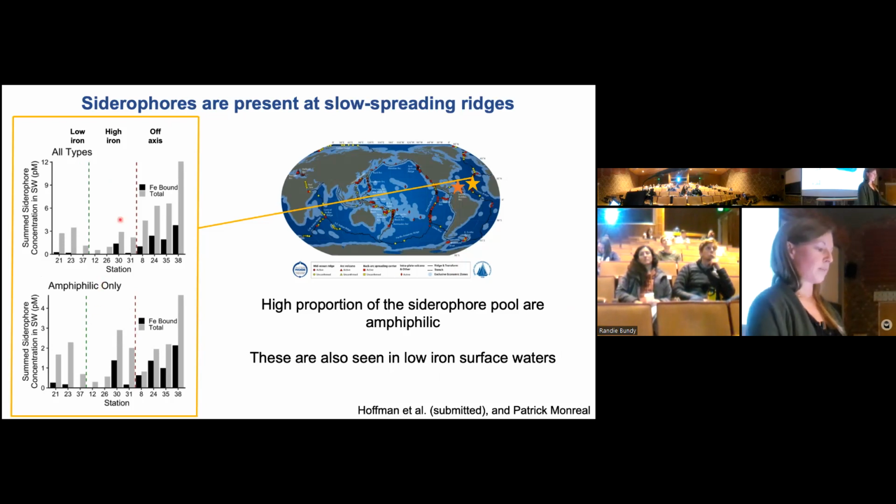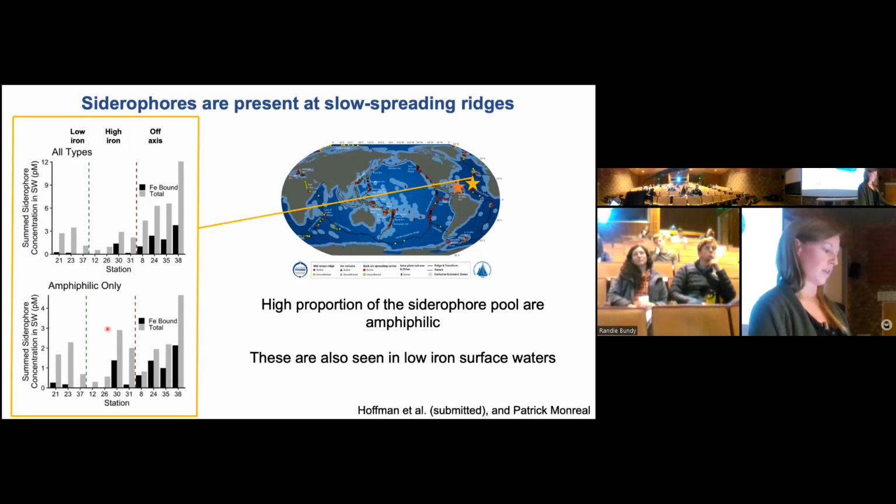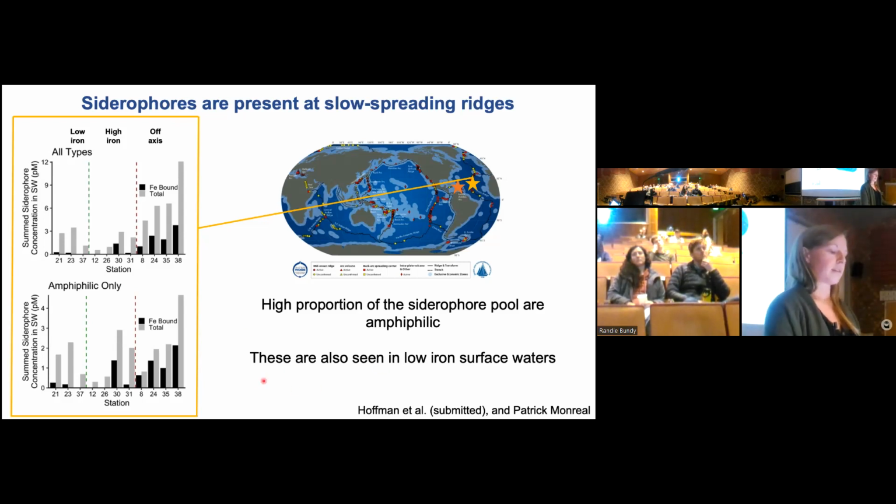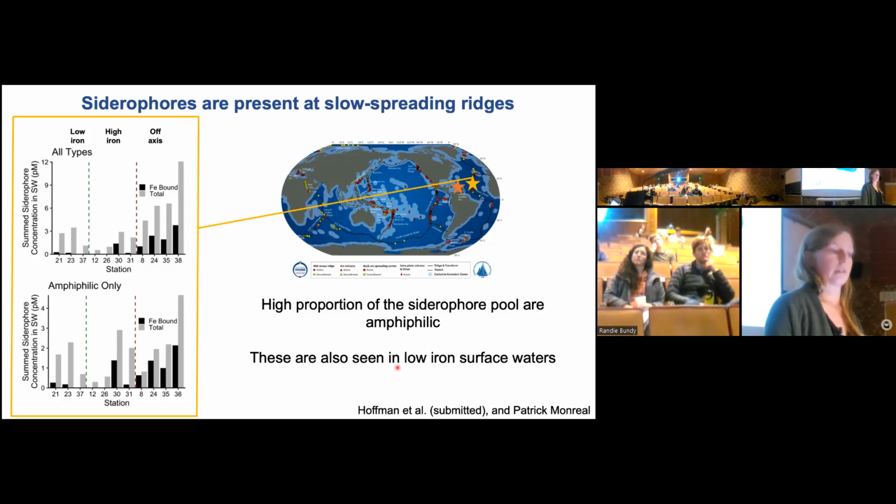And so what these 2 plots are showing are our total concentration of siderophores in different samples in picomolar, and then the proportion or the concentration of those siderophores that were these amphiphilic type compounds. In some cases up to 30% or so of the siderophores that we saw were these more amphiphilic type. And again, these are ones that are really common in these very low iron surface waters. That wasn't really what we expected, since iron concentrations were so much higher. And there's also very high particulate iron concentrations in these environments.